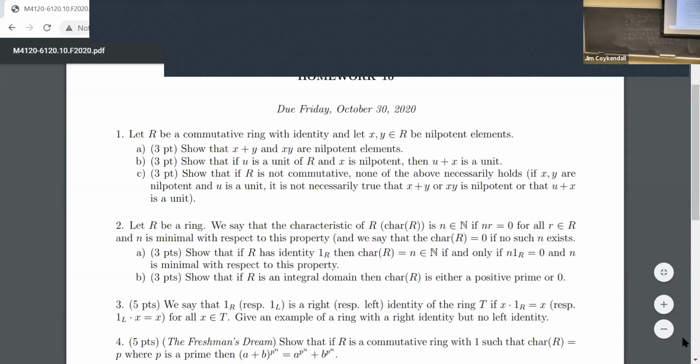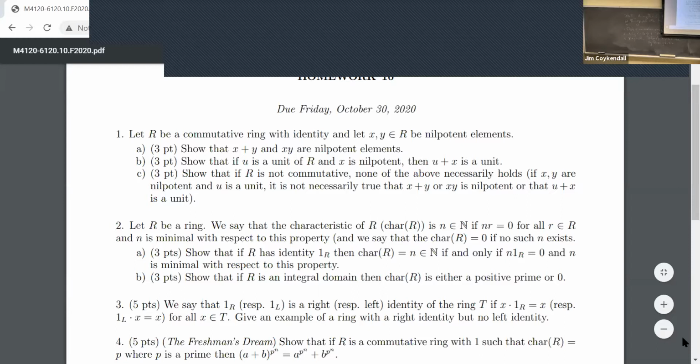Also show that if U is a unit, so that means it almost means it's one, and X is nilpotent, then the sum of U plus X is still a unit. And finally, show that if R is not commutative, then none of these necessarily hold. That is to say, if you have X and Y being nilpotent and U is a unit, X plus Y doesn't necessarily have to be nilpotent. It is X times Y, and it's also not true necessarily that U plus X is a unit.